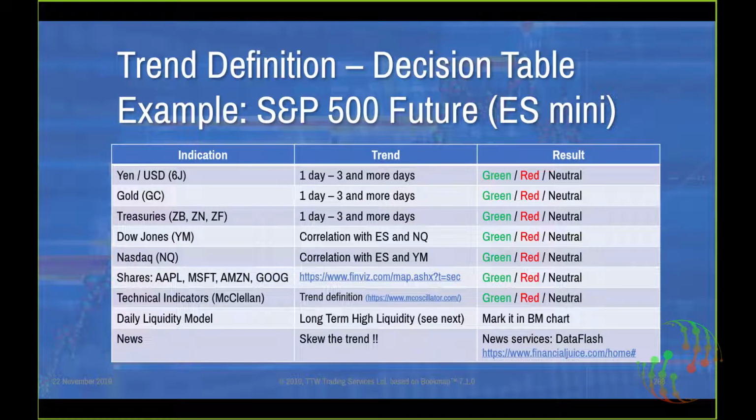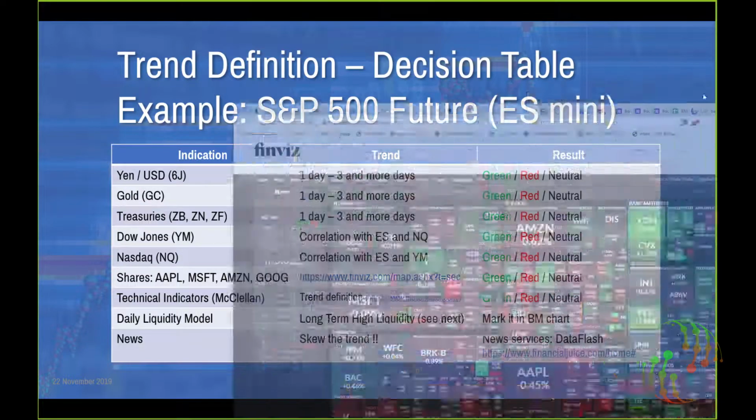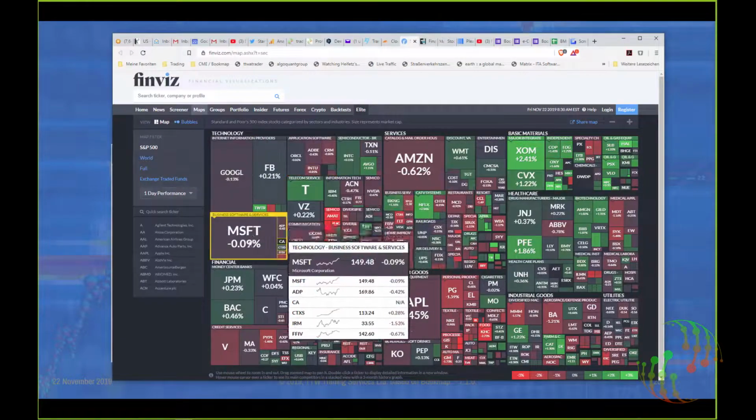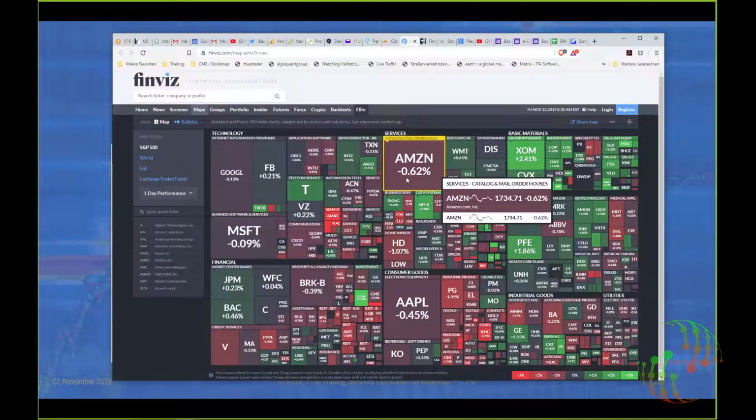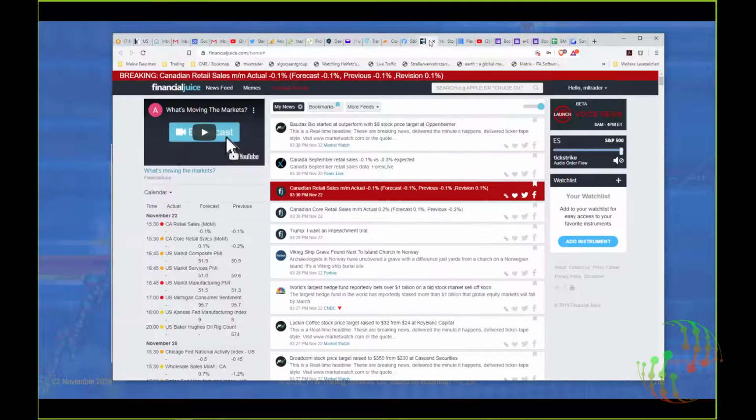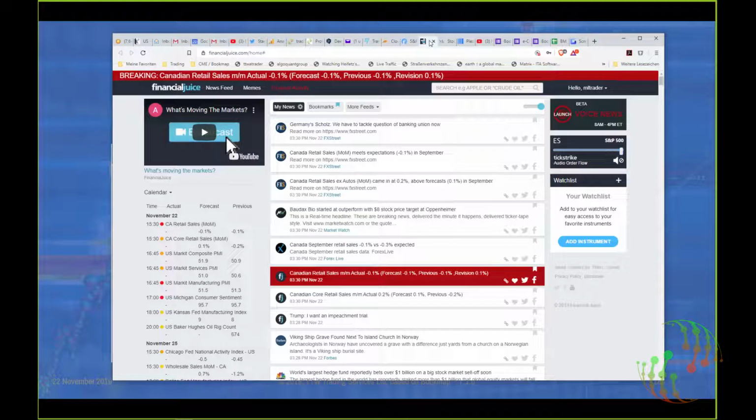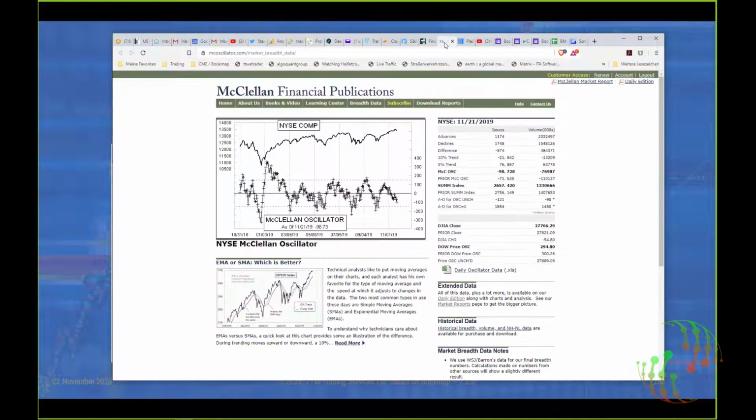The technical indicators, if you want to look at them, if you go to the shares, you will see everything is red, but this is the state of yesterday. I have some news here, and if you want to see any other indicators, the confirmation is that it is going down. This is yesterday's measurement of the McClellan, for example.